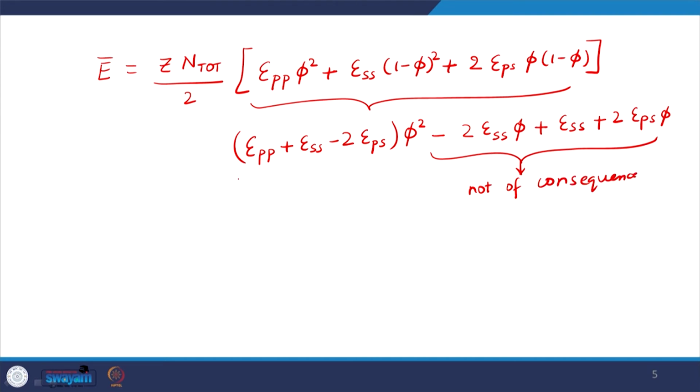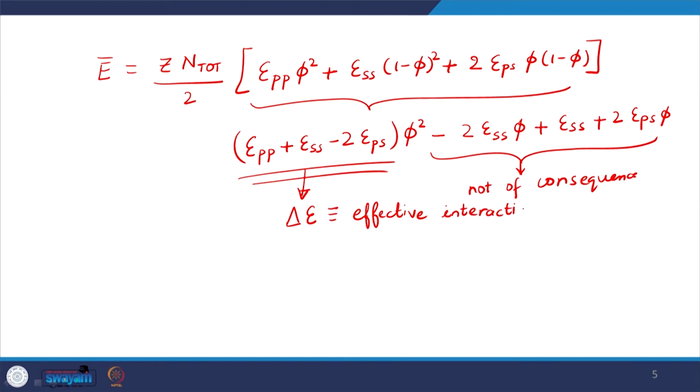So, we only look at the quadratic term right here, and this particular quantity is what I referred to as delta epsilon, that in some sense characterizes the effective interaction. So, we therefore have E bar as Z N tot by 2 delta epsilon multiplied with phi square.